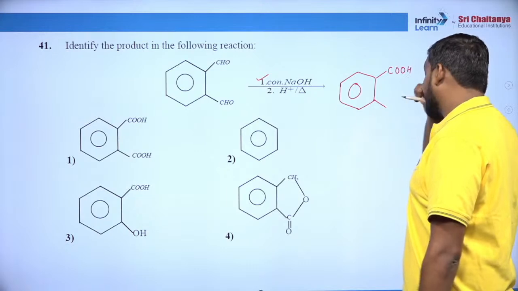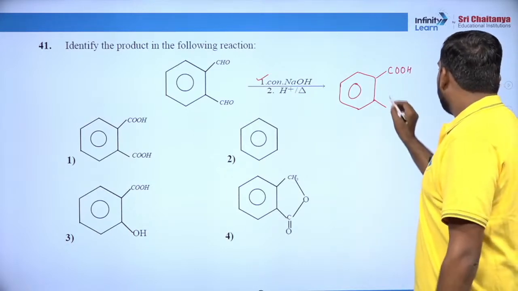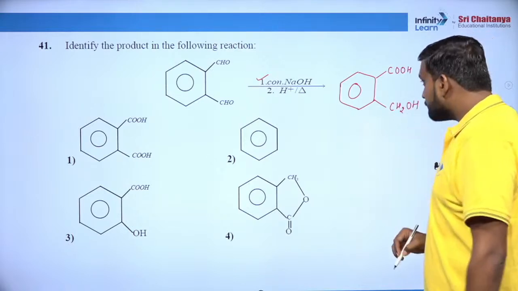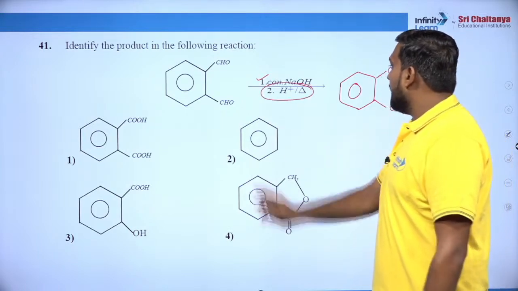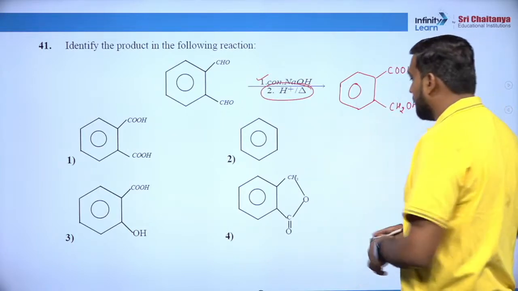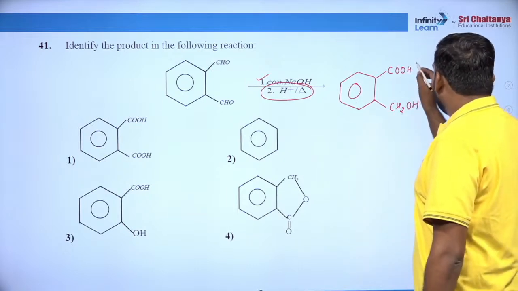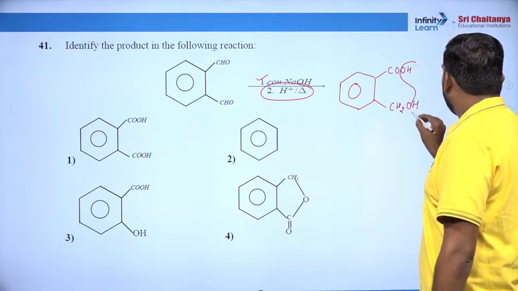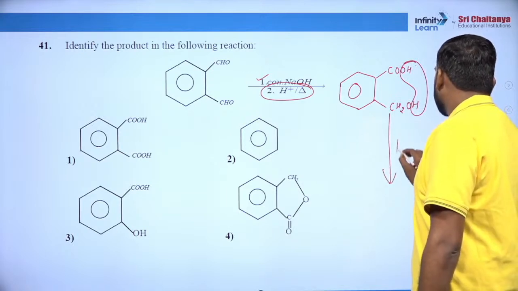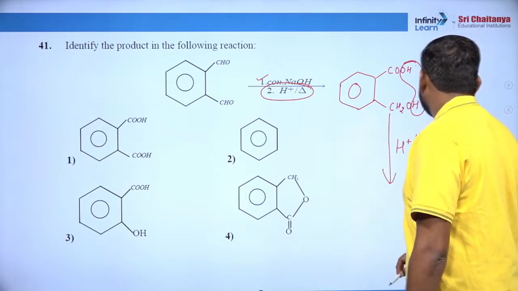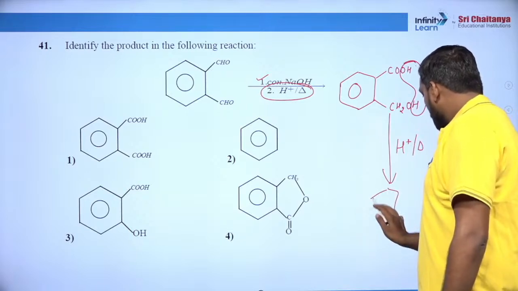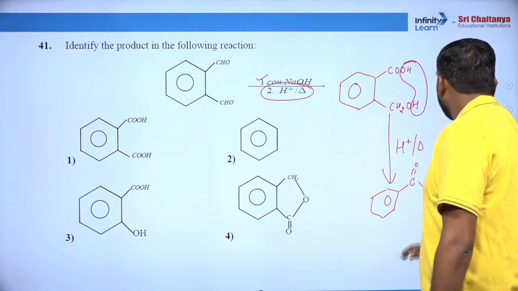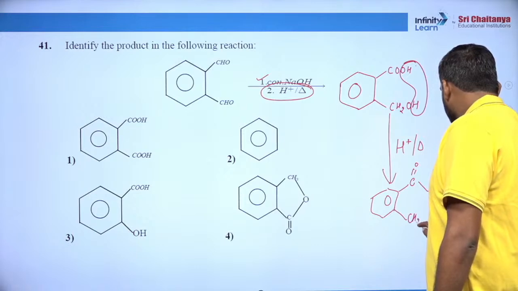COOH. I am just drawing it for the sake of clarity only, and the next step will be something like this. Here CH2OH. On the next step, H plus and delta, heat is present there. So a reaction will take place and it will remove water. Elimination of water will take place, with H plus causing the dehydration. So here it will create something like this: C double bond O and then O and then CH2.